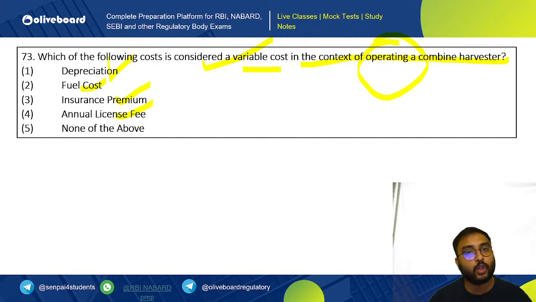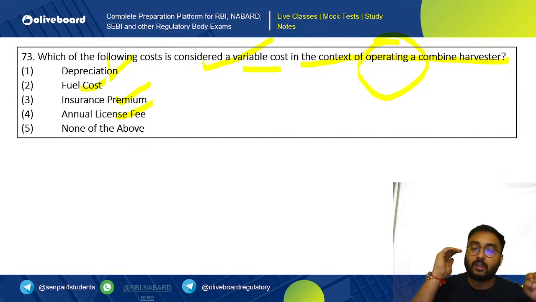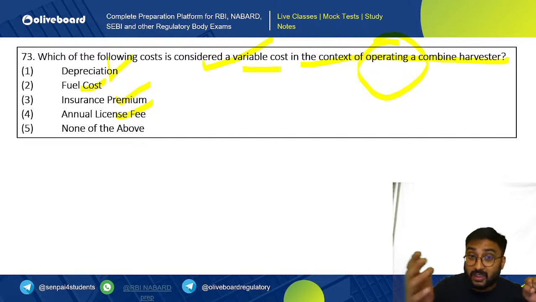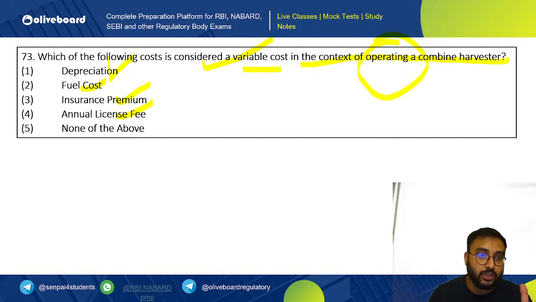Fixed cost is nothing but your cost is the same whether your production increases or decreases. Tomorrow your production is 70 tons, the next year your production may be 1000 tons, but your cost remains the same. So that is your fixed cost. Depreciation every year is the same. Maybe year to year it may change, but for that year it remains the same. Insurance premium and annual license fee are fixed. It doesn't really matter whether you are producing 10 tons or 10,000 tons.